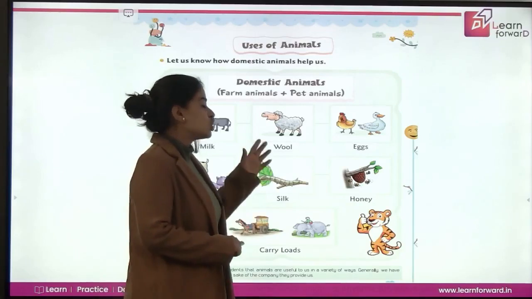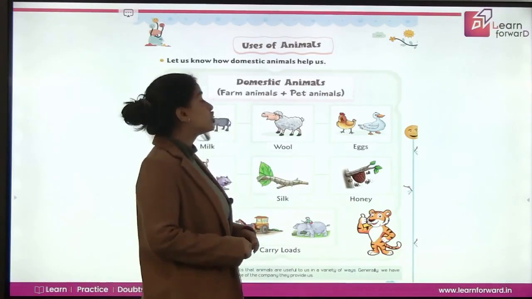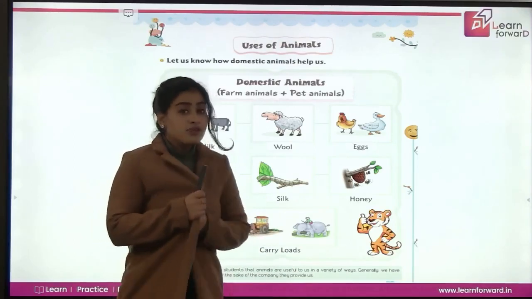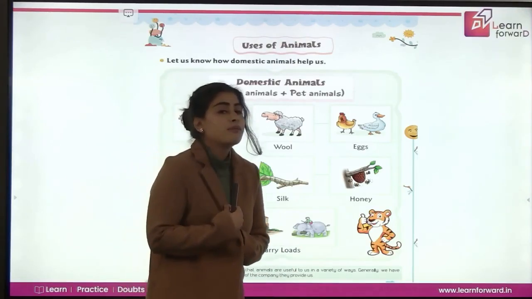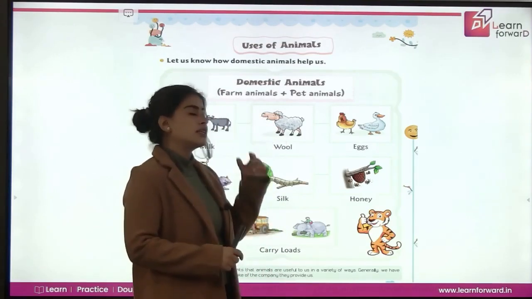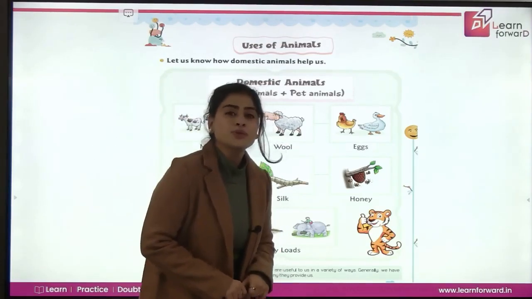Next is sheep. Sheep gives us wool. We wear woolen clothes. Woolen clothes are made up of wool. And wool कहाँ से आता है? Sheep से. Sheep gives us wool.